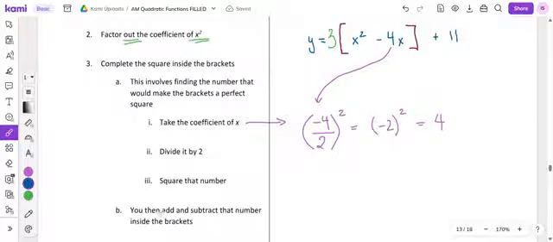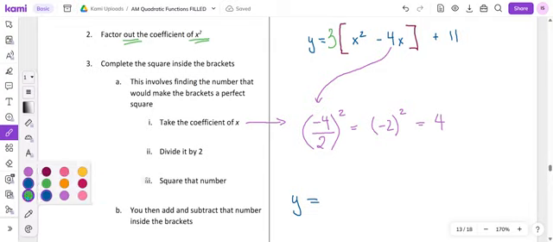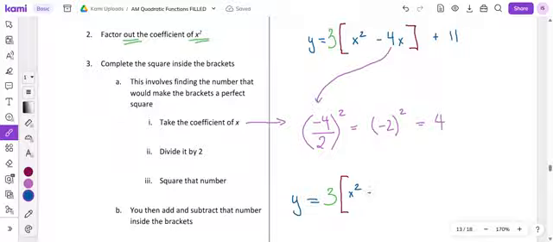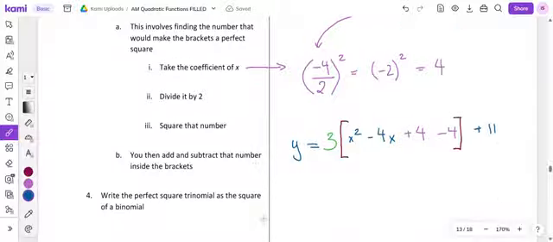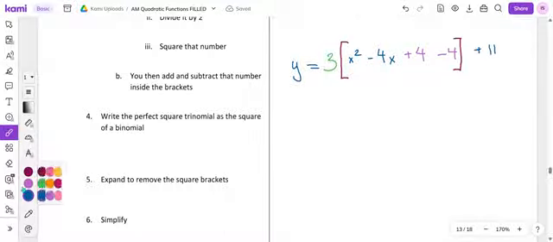Step 3b: you then add and subtract that number inside the brackets. Y equals, I'm going to keep my 3 green, x squared minus 4x. And now I take that purple number and I add it and subtract it. And I'm always adding it first because that's what I need for the perfect square trinomial. So the 3 out front is just kind of hanging out.